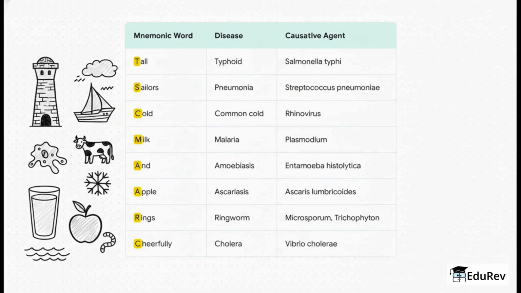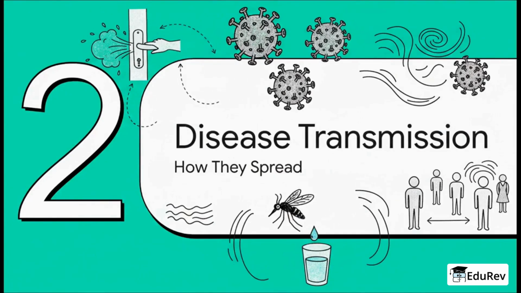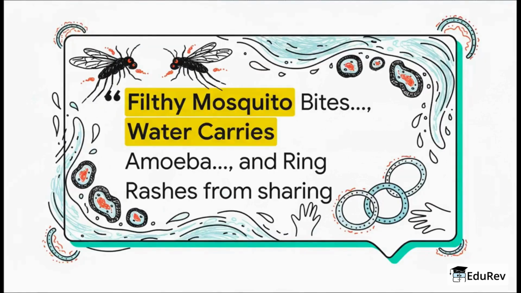Alright, so we've got a handle on what causes what. But the next big question is, how do these things actually spread? That's the next piece of the puzzle, and remembering the mode of transmission is absolutely critical. And for this, we've got another handy phrase. This one basically tells you the answer straight up. Filthy mosquito bites, water carries amoeba, and ring rashes from sharing.